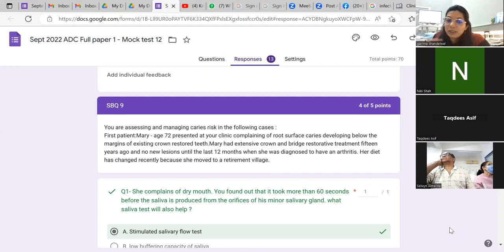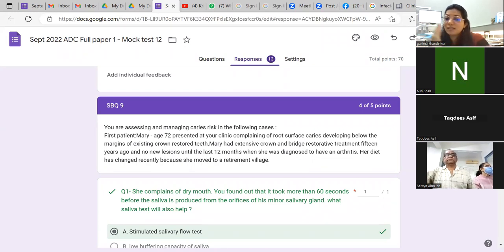But in the last 12 months, she was diagnosed with arthritis. Her diet has also changed recently because she moved to a retirement village. So for 12 months, things have not been stable. Now she complains of dry mouth and she has arthritis. Arthritis means she's taking some steroids. Steroids cause dry mouth. They decrease the salivary flow and cause a host of other problems. Plus they decrease the immunity as well. Long-term steroids will decrease immunity.